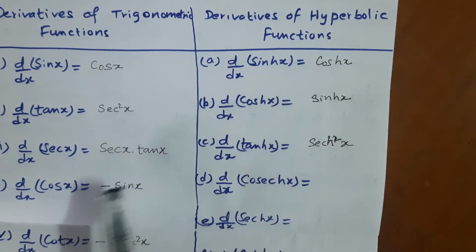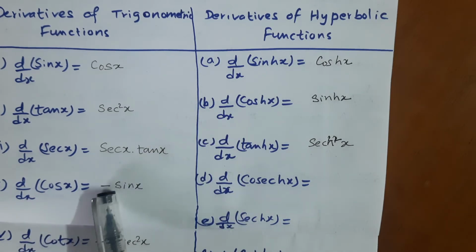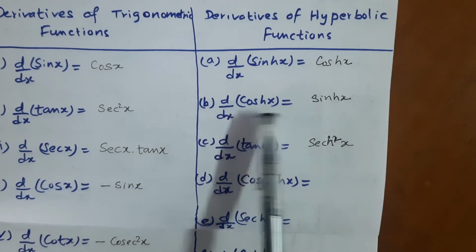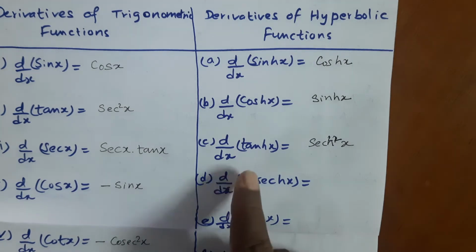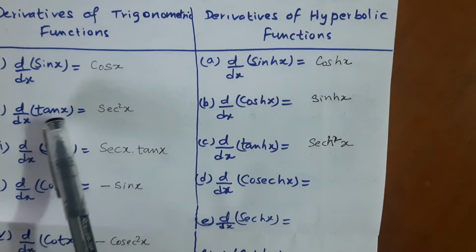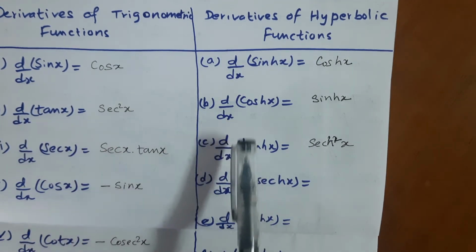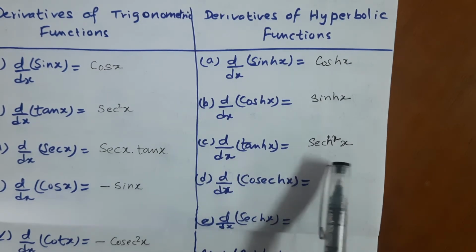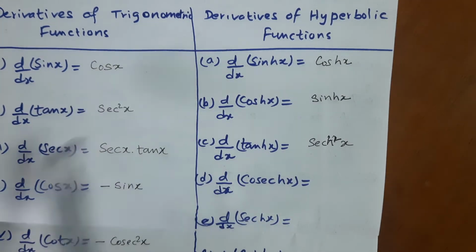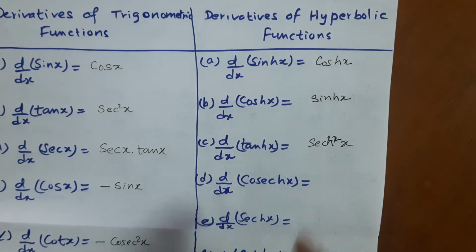Cos derivative sine. Here if we do not care about the sign, then here also cos derivative is sine. And similarly tan x derivative is sec square x. Here also tan hyperbolic x derivative is sec hyperbolic square x. So if you just remember the trigonometrical functions' derivatives, then it is easy to remember the derivatives of hyperbolic functions as well.